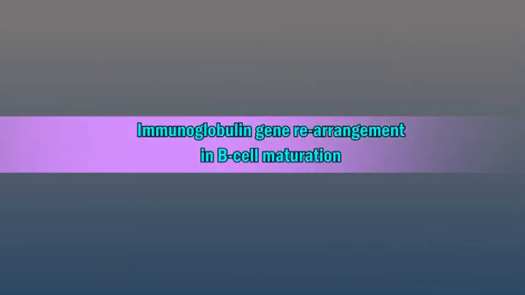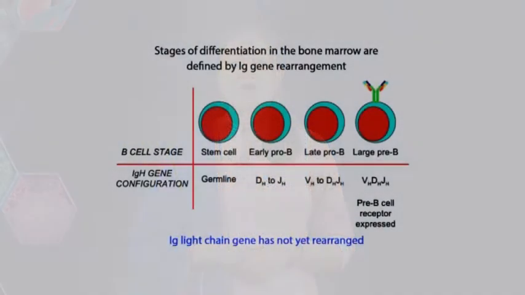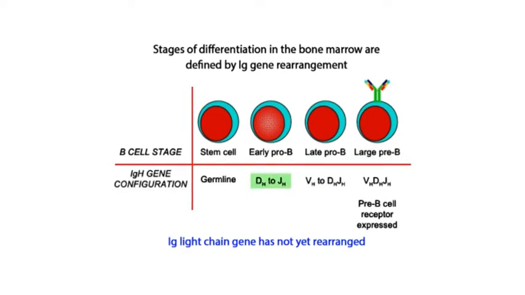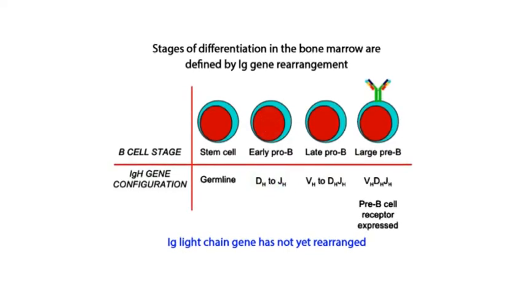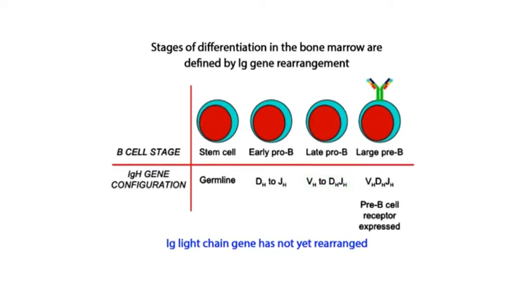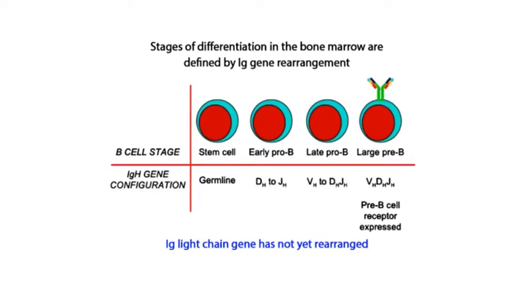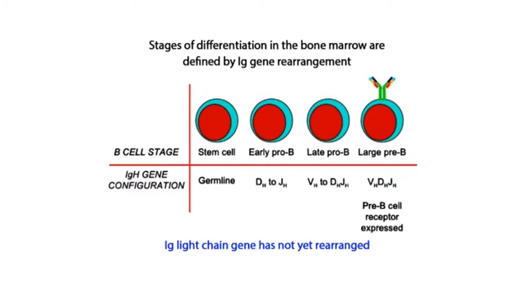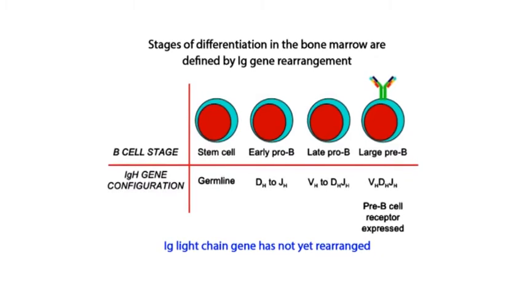Immunoglobulin gene rearrangement in B cell maturation. B cell maturation depends on rearrangement of the immunoglobulin DNA in the lymphoid stem cells. First to occur in the pro-B cell stage is a heavy chain DH to JH gene rearrangement. This is followed by VH to DH-JH rearrangement. If the first heavy chain rearrangement is not productive, then VH-DH-JH rearrangement continues on the other chromosome.